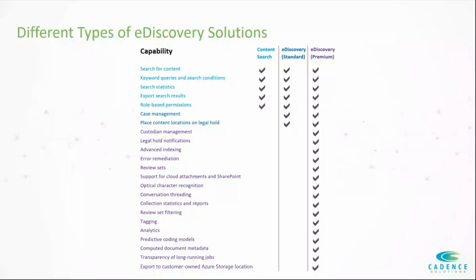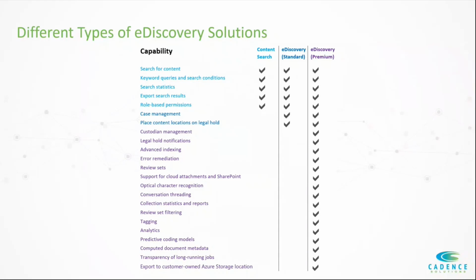I'm not going to go through the whole list here because there's just a lot of capability that's listed. During the demo, you'll see the differences between the content search, eDiscovery Standard, and Premium, so you'll get a more in-depth experience than just reading this chart. But basically, content search is fairly simple. You search for content stored in your M365, and you export the results from your search.